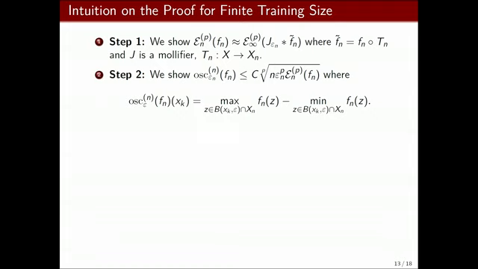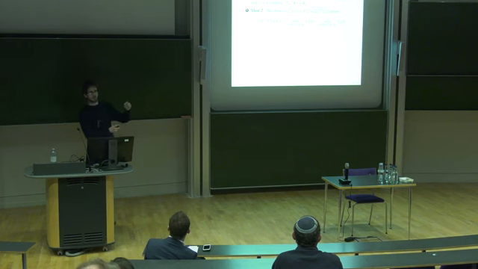So to deal with this, we have to control the oscillations of Fn on the scale of epsilon. So we define what we mean by an oscillation on the scale of epsilon. This just means we take the maximum over a ball of radius epsilon around a certain data point, and then we subtract the minimum on the same ball. This is the maximum value the function can take minus the minimum value the function can take.